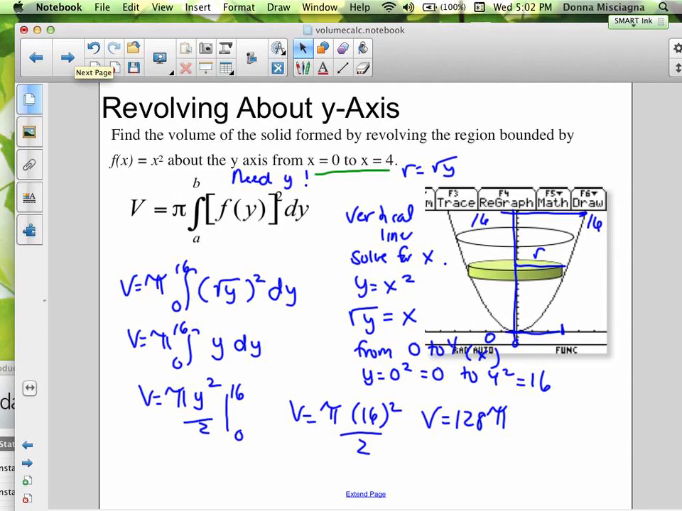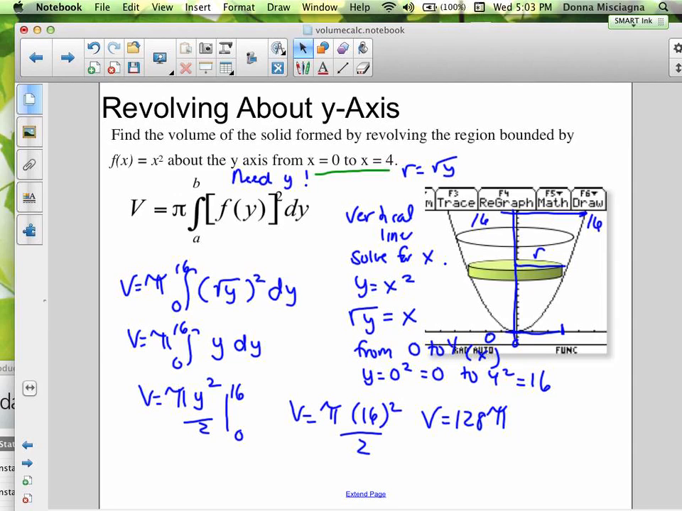Other than that, this is a pretty straightforward problem. So my radius is the square root of y. I have to square my function. You can see that nice little disk there drawn very nicely. The function is what creates our radius, so from the y-axis to the function is our radius. And the thickness of that is dy, because this time we're just moving vertically.